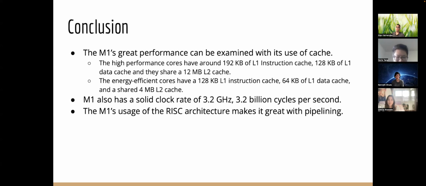The M1 has a solid clock rate of 3.2 gigahertz, which is 3.2 billion cycles per second. And the M1's usage of RISC architecture, as we learned, makes it really great with pipelining. And yeah, that is the M1 chip.